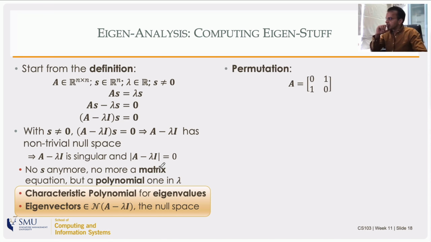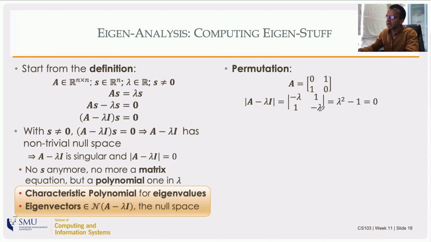Okay, so let's actually apply this and see how it works out for the examples that we did earlier. We take the permutation matrix A, and if I take A minus lambda I, that means I subtract lambda from the diagonal elements. So I get minus lambda wherever I see 0 along the diagonal. And if I expand it, what do I get?